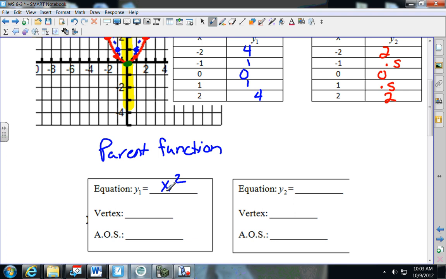The vertex is 0, 0. The axis of symmetry is x equals 0. In the red, y equals 1/2 x squared. Vertex, 0, 0. Axis of symmetry, x equals 0. Those are all the things that we've already talked about. We're just adding it in on our paper and answering those questions.